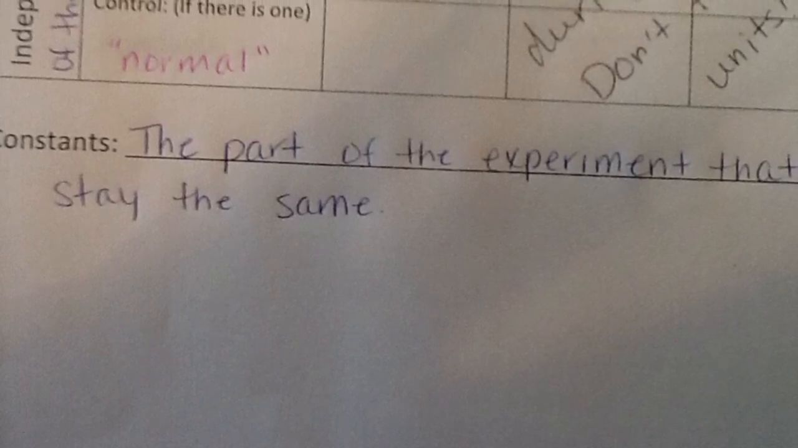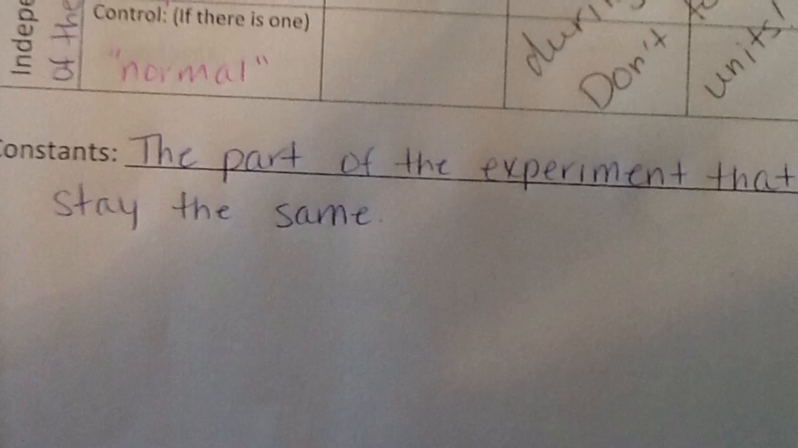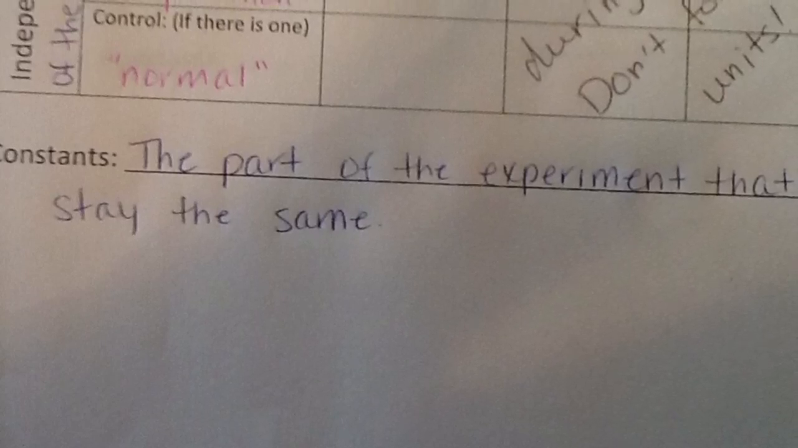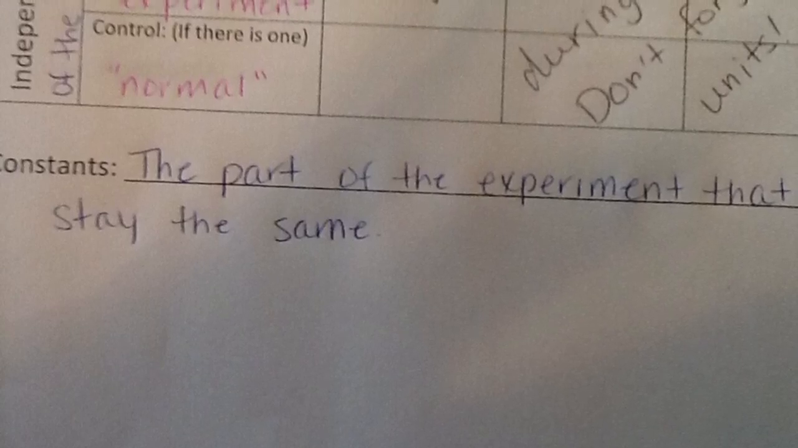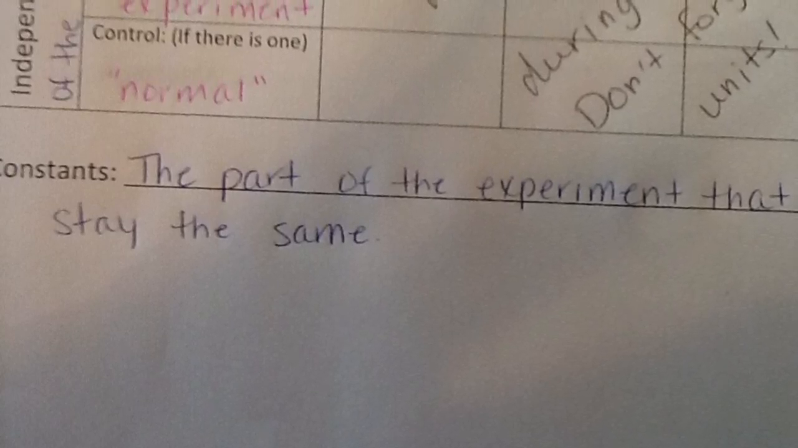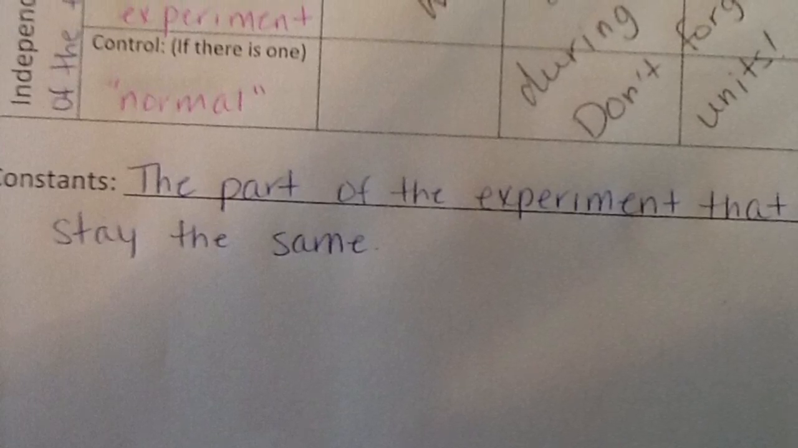Next, you'll identify the constants, the parts of the experiment that stay the same. These are important because you need to make sure that you are only changing one factor of the experiment in order to provide a good, valid answer to the original question. Only the independent variable should be your changing factor. Everything else about the experiment should be exactly the same.